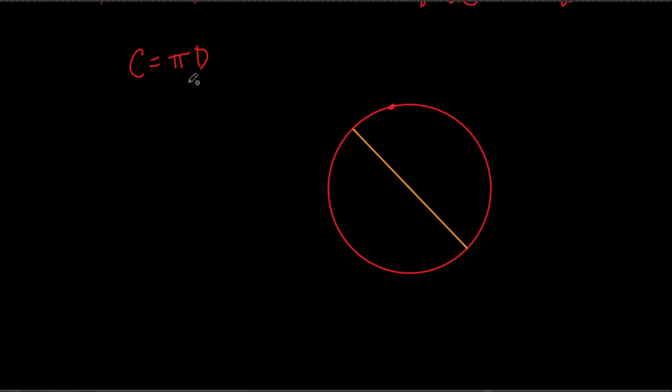Let's do a quick little algebra. If I wanted to get pi by itself, pretend that's a variable. How do I get rid of the d? Divide by d. So I divide by the d, and I come over here and divide by d.